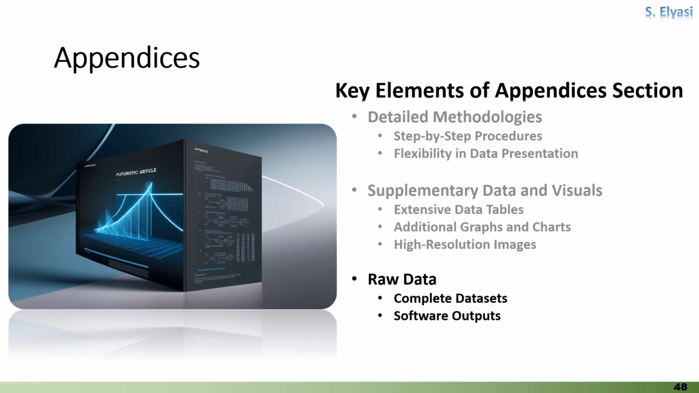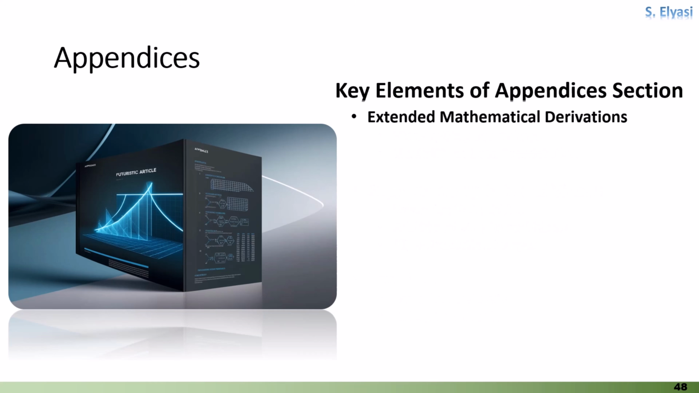Software outputs. For computational research, outputs from software or code that are crucial for understanding the research outcome. Extended mathematical derivations, complex calculations. Detailed derivations of equations and models used in the research, which are crucial for understanding the theoretical framework and methodologies. Statistical models and assumptions. Detailed explanations of statistical models, their assumptions, and the rationale behind their selection, which are important for assessing the robustness of the study's conclusions.